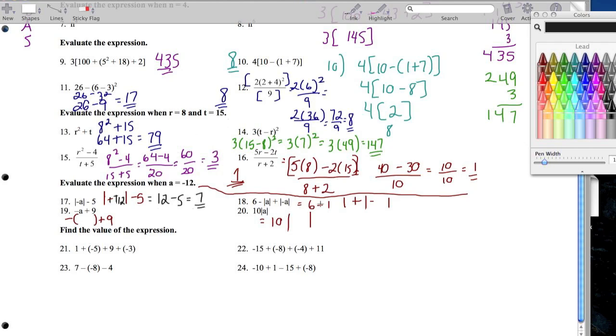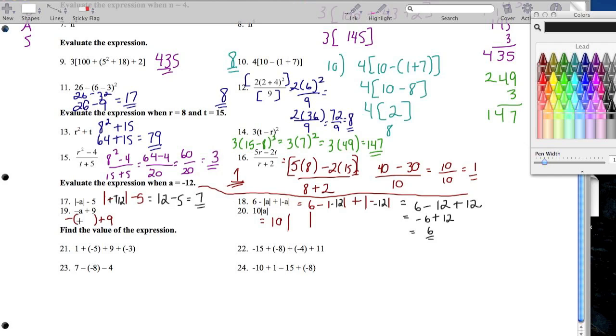Number 18, we have 6 minus the absolute value of a, so in this place we can put negative 12, plus the absolute value of negative a, so that's negative negative 12. Looking through this, we get 6 minus the absolute value of negative 12 is positive 12, plus the absolute value of negative negative 12 is also positive 12. So we have 6 minus 12, which is negative 6. Negative 6 plus 12 is positive 6. So that's your final answer to number 18.